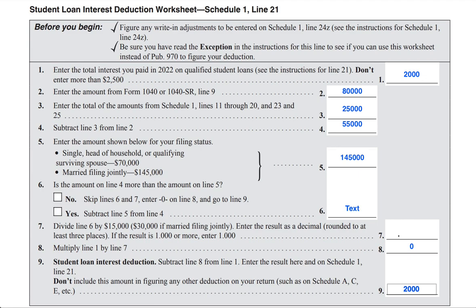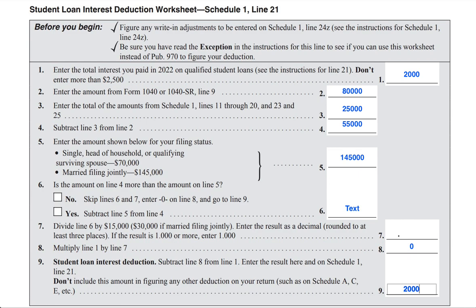If you're single, you must have AGI of less than $85,000 in the given tax year, and for married couples filing jointly, that income threshold is $175,000. And finally, you cannot be listed as a dependent on anyone's tax return.